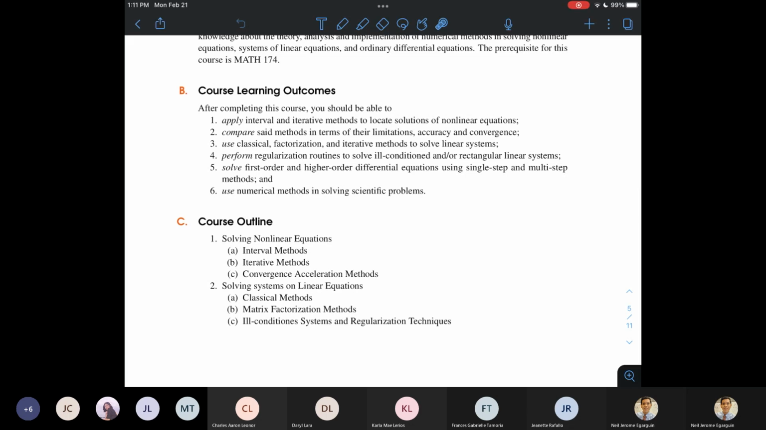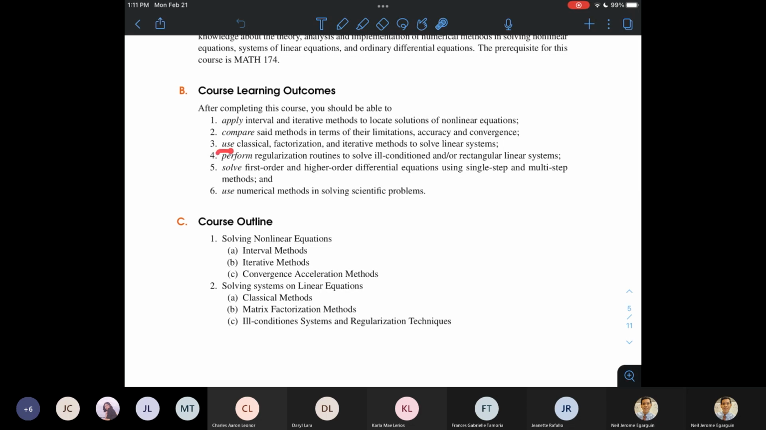Now, what is the promise? At the end of the course, these are the things that you should be able to do. First, apply interval and iterative methods to locate solutions of nonlinear equations. So, masisimulan na natin to today. Then, of course, we are not just after the implementation of these methods, but we want you to do some analysis of these methods. So you will be asked often to compare different methods in terms of several aspects, their pros and cons, the accuracy, and how efficient these methods are.